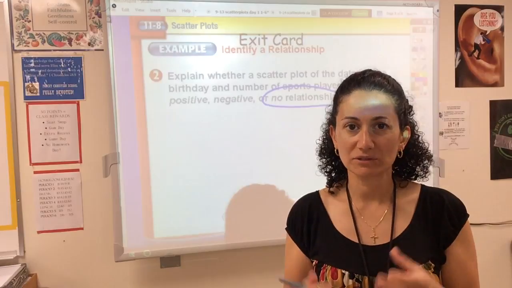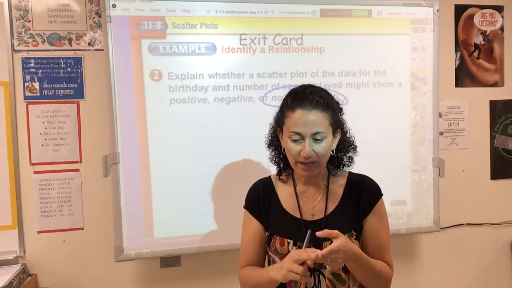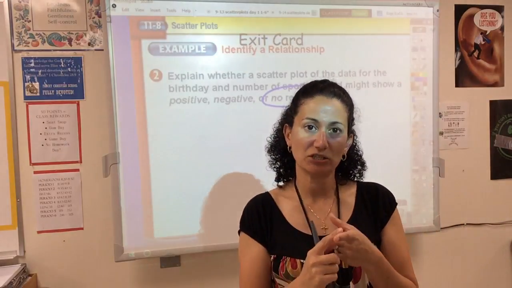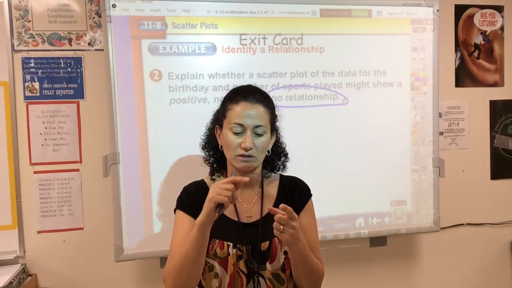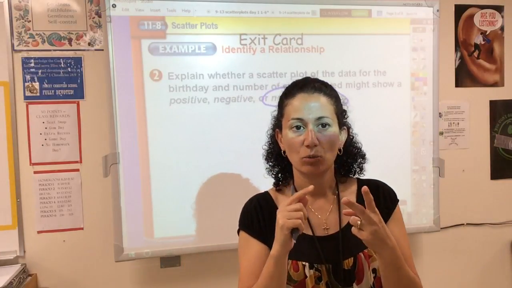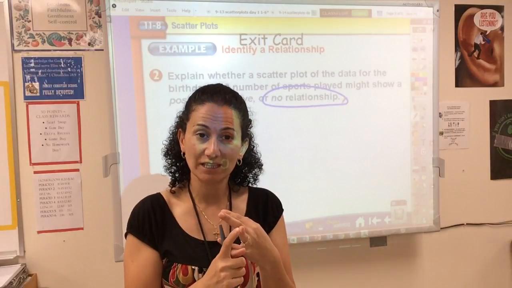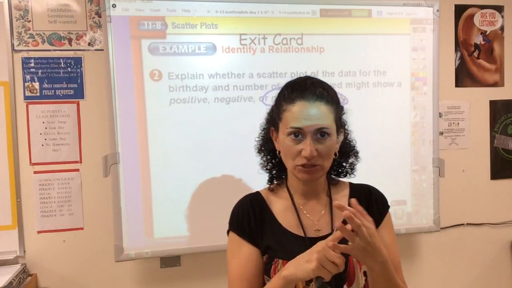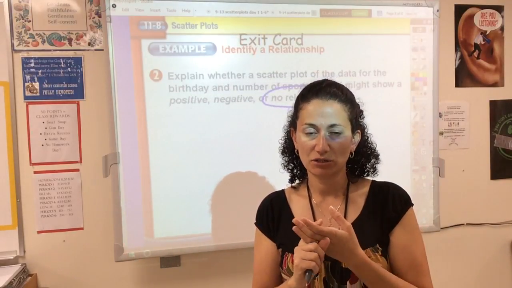Okay, so hopefully you were able to take some notes. Look back at your notes and make sure you have a picture, at least one little picture of a scatter plot that has positive, one that has a negative, and one that has no correlation. And hopefully you got definitions for those three situations in a scatter plot.